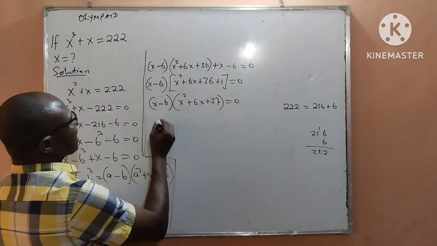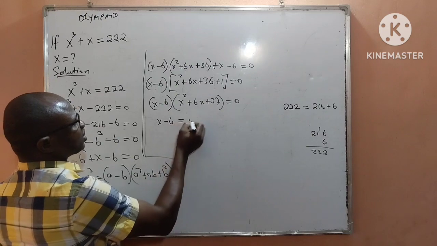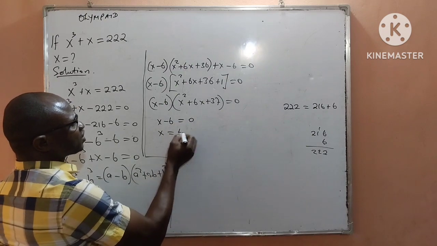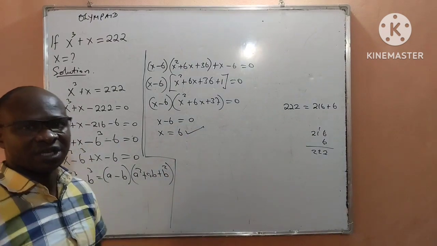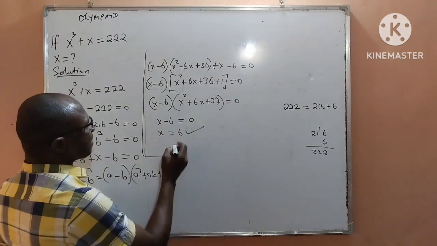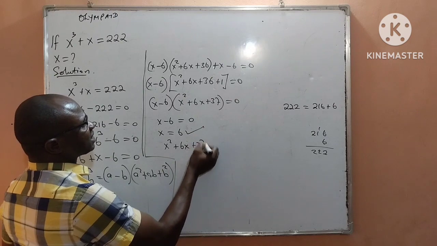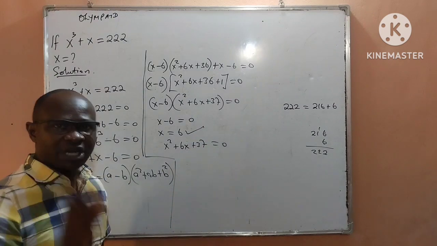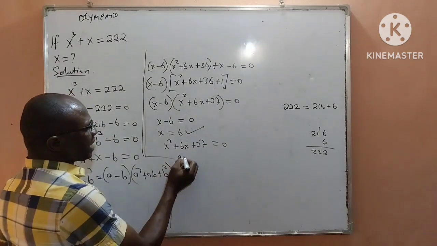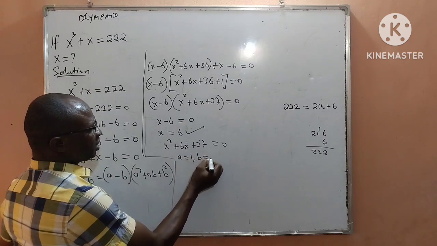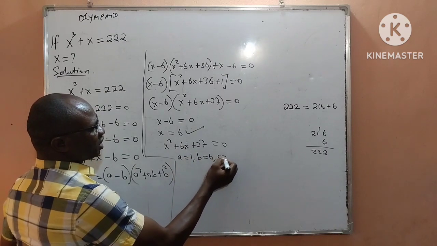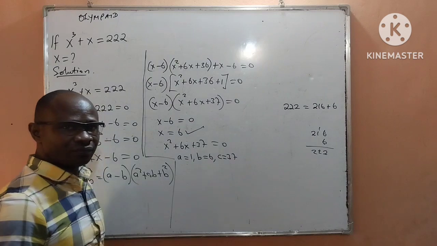From here, the first bracket, x minus 6 is equal to 0, meaning that x is equal to 6. I have gotten the value of x. From the second bracket, x squared plus 6x plus 37 equal to 0, using the quadratic formula, where a is 1, b equal to 6, and c equal to 37.